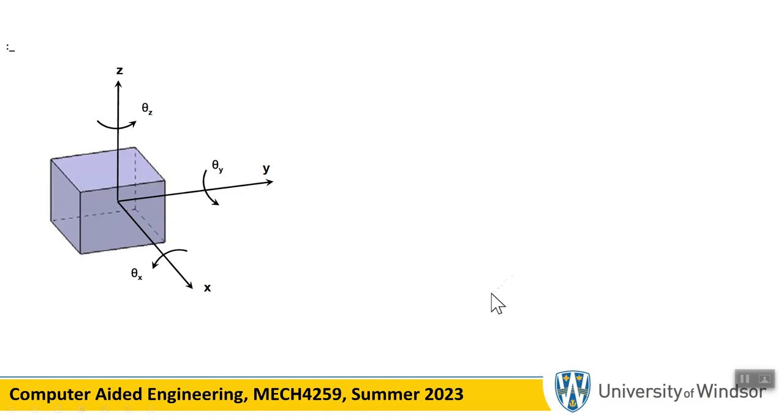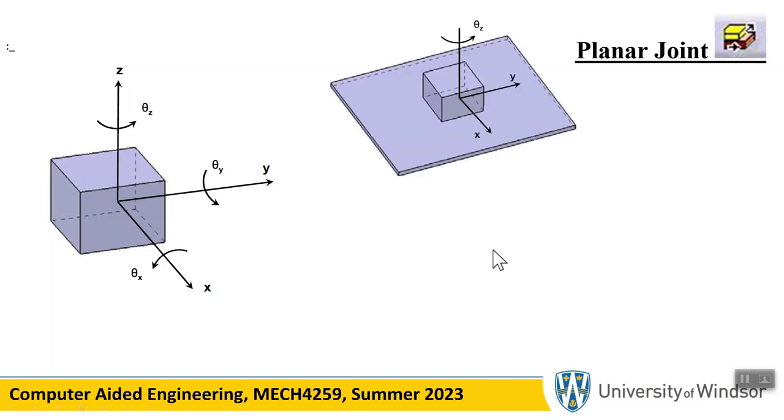Now, generally speaking, a rigid body has 6 degrees of freedom. So there are 3 translations and 3 rotations. A particular situation where, for example, this body is confined to move on a flat surface, then that becomes a planar joint. In other words, 3 of those restraints are not allowed to participate, and it can only translate in the X and Y directions, and it can rotate about the Z axis. This is called a planar joint.